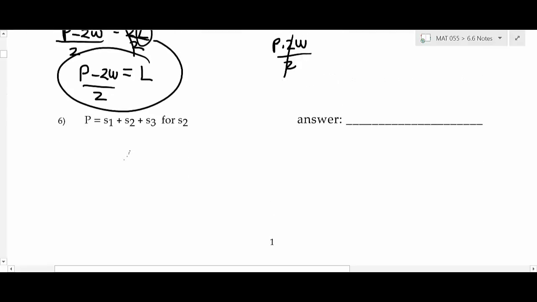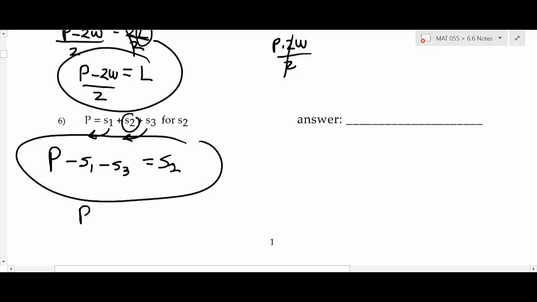All right. Next one, you can just move stuff on this one. I think most of you are just doing this in your head. You can move the S1 and you can move the S3. That's just because they're added. So if you do that, you would have P minus S1 minus S3 is equal to S2. And you got to have either that order, or you could have P minus S3 minus S1 equals S2. But that P has to be in the beginning. It has to. Okay, you have to follow that order if you're going to do it in that way.